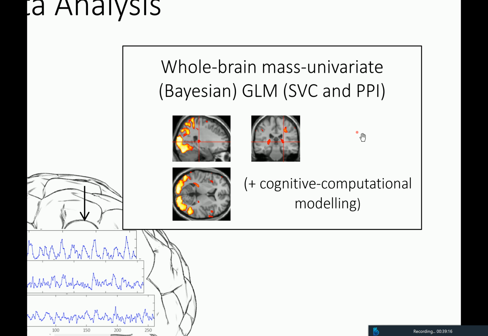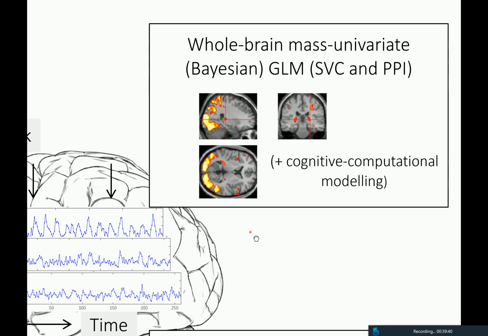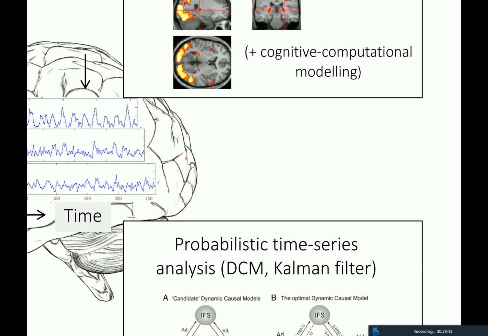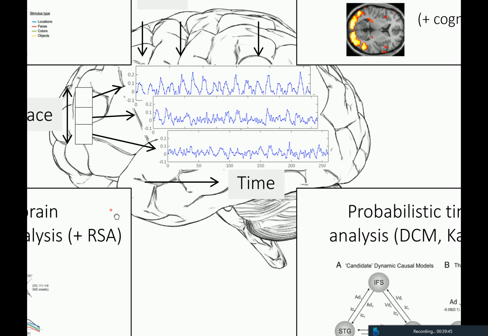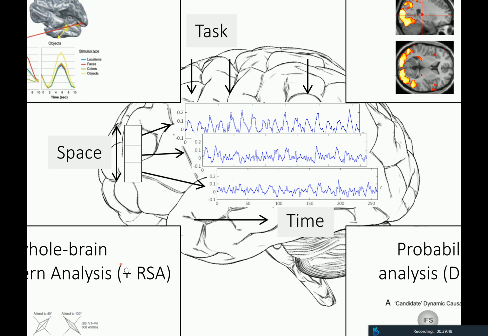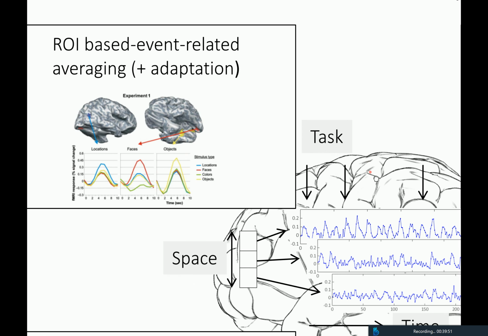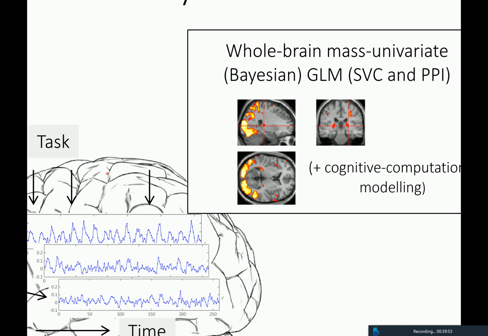So who has heard the term PPI? You all heard the term PPI, because last week in the talk, Philipp Sterzer showed you some PPI data. And here actually, I think they also used a cognitive computational modeling approach. Yeah, they did. They used this awesome hierarchical Gaussian filter, which he did not explain in detail, but it's awesome. And yeah, so these are two approaches.